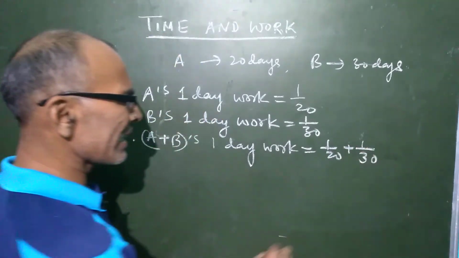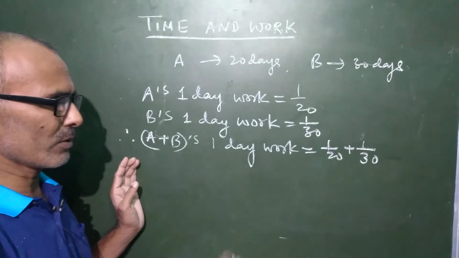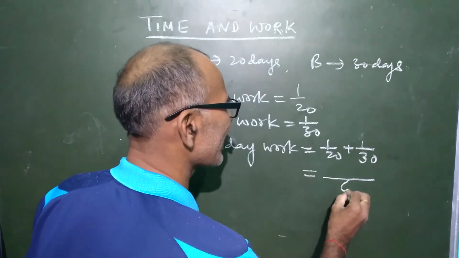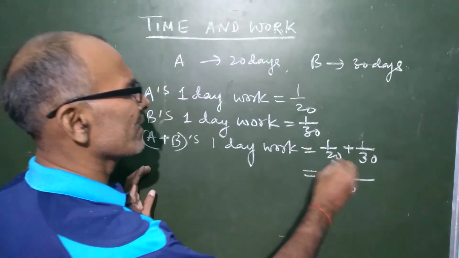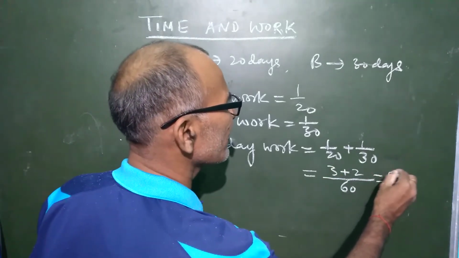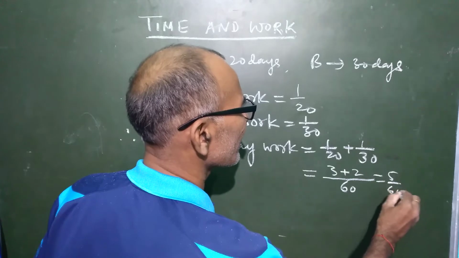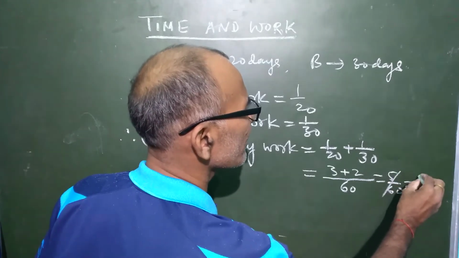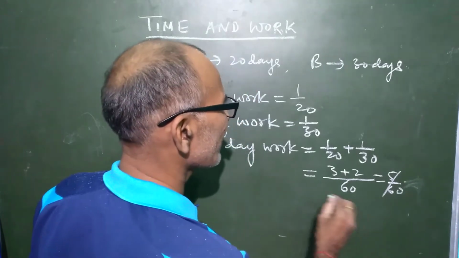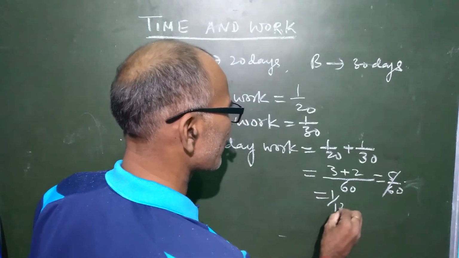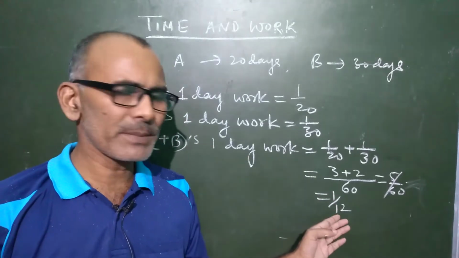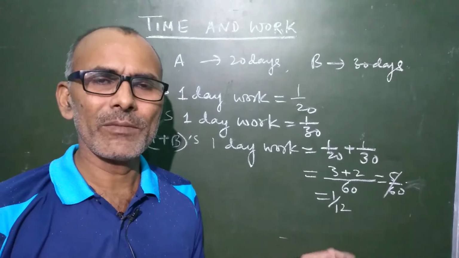Now we have to take the LCM of 20 and 30. So what will be the LCM? If we take it, it will be 60, I think. So 60 divided by 20 is 3, and 60 divided by 30 is 2. Then 5 upon 60, divided, is 1 upon 12. Now see, if they work together, then 1 by 12 of the whole work is done in 1 day.